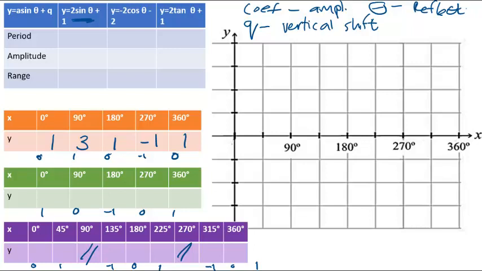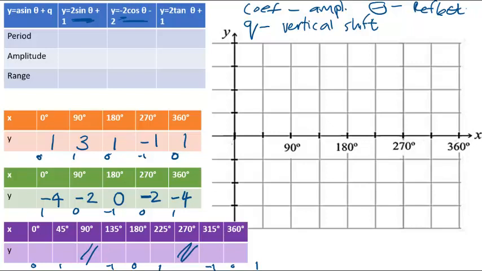I'm going to do the exact same for the rest of them. I'm going to use this one, negative 2 cos theta minus 2. Negative 2 times 1 is negative 2. Negative 2 minus 2 is negative 4. 0 minus 2 is negative 2. Minus and minus is plus. 2 times 1 is 2. So 2 minus 2 is 0. 0 minus 2 is minus 2. And minus 2 times 1 is minus 2. Minus 2 minus 2 is minus 4.